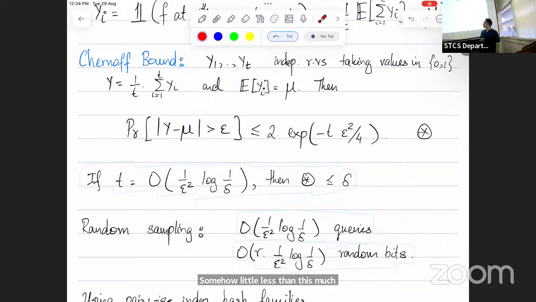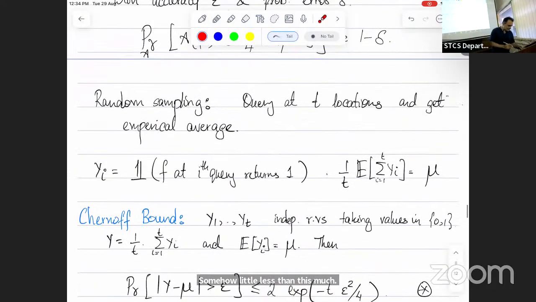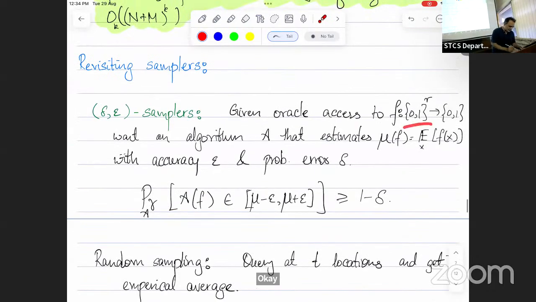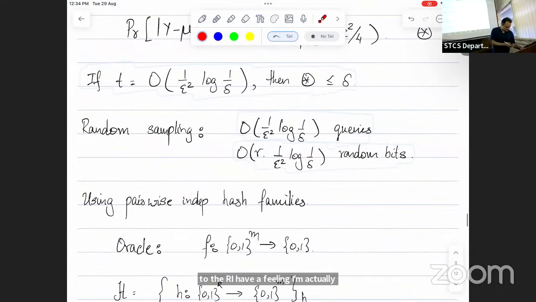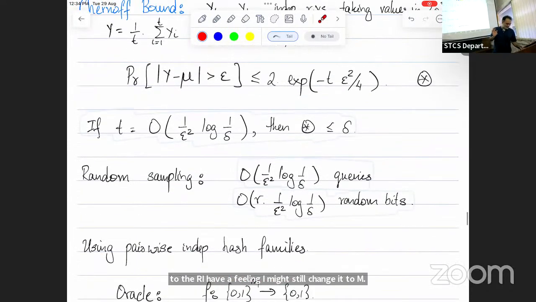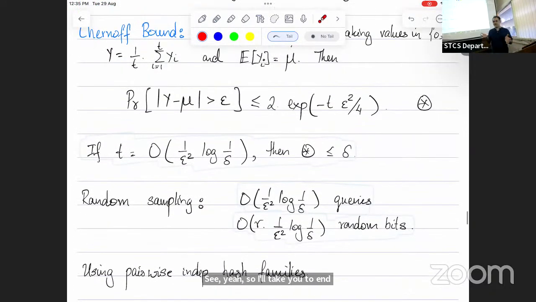Okay. R was the domain size. So the function is on {0,1}^R. I have a feeling I might soon change it to M. See, somehow I changed it to M already. Sorry about that, but whatever it is, it's the domain size.